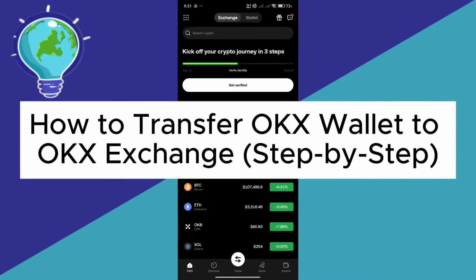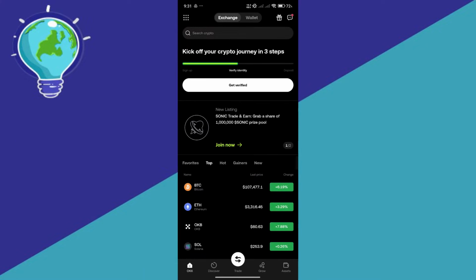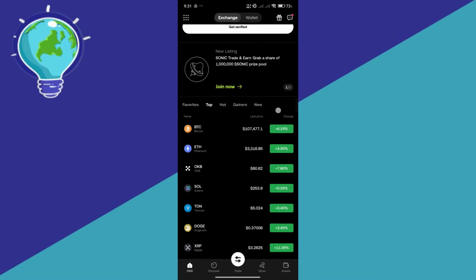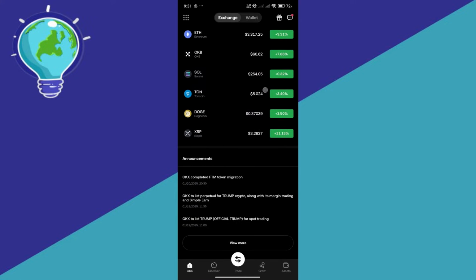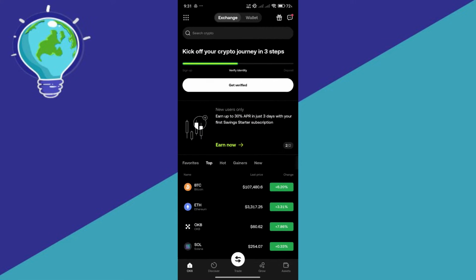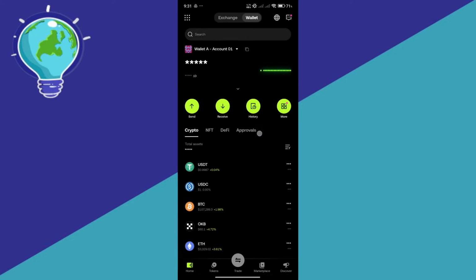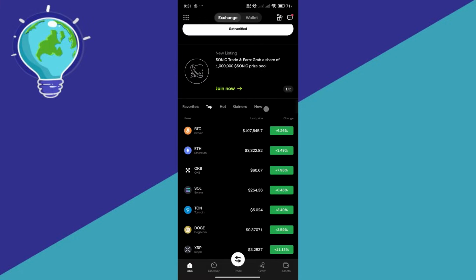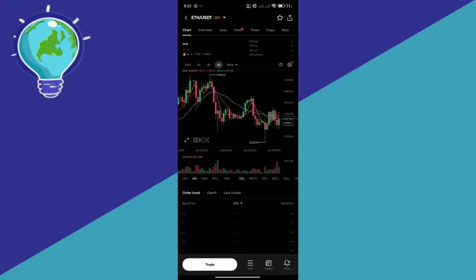How to transfer OKX Wallet to OKX Exchange. Now, let's say you want to trade in our OKX Exchange over here. Of course, the cryptocurrency that it's going to use should come from your wallet. So over here in your wallet, it will automatically utilize your wallet that you have for your funds in exchange over here. So when you're trading for ETH or Ethereum, anything here, it will get money from your wallet.